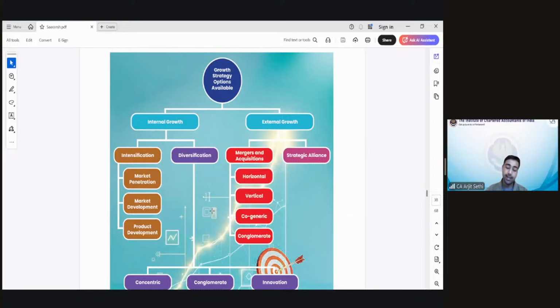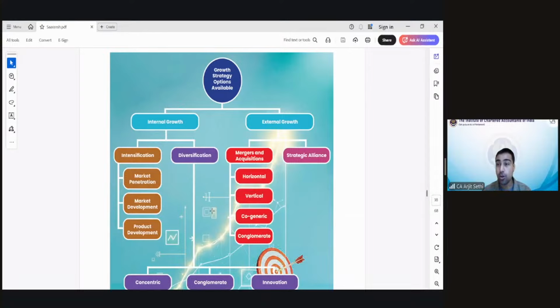Now, internal growth is when you start working on your product, your market, or your customers. You are doing some innovation in your business. You're getting more products which are relevant to your business. All of that is internal growth. External growth is not looking at my own business, but looking outside my business to grow my business. We will take examples of each of these strategies.